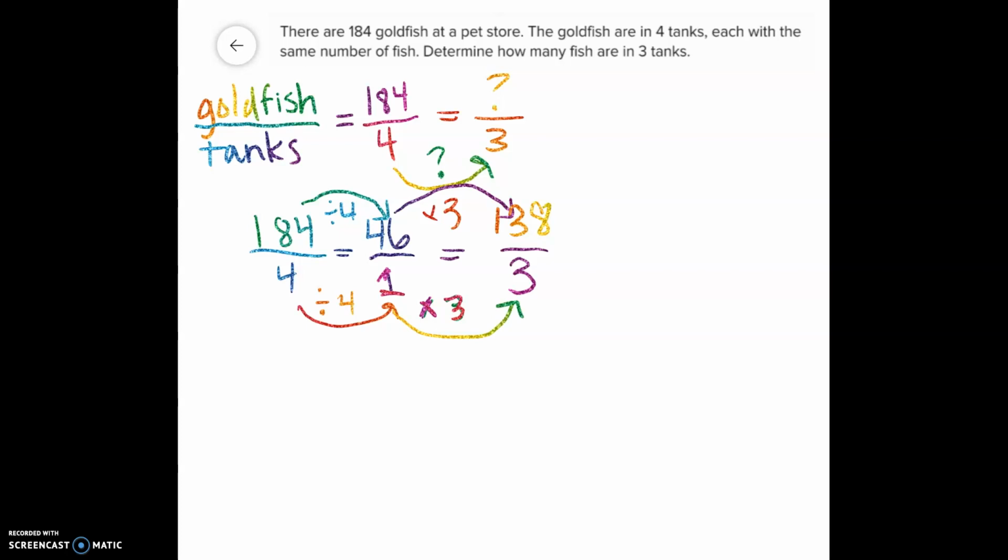So I wasn't able to turn that 4 into a 3, but because I do know that the unit rate is super helpful, I took that 4, I turned it into a 1, and then I turned that 1 into a 3. So there are 184 goldfish in 4 tanks, which means that there's 46 goldfish in 1 tank, which means that there has to be 138 fish in 3 tanks.